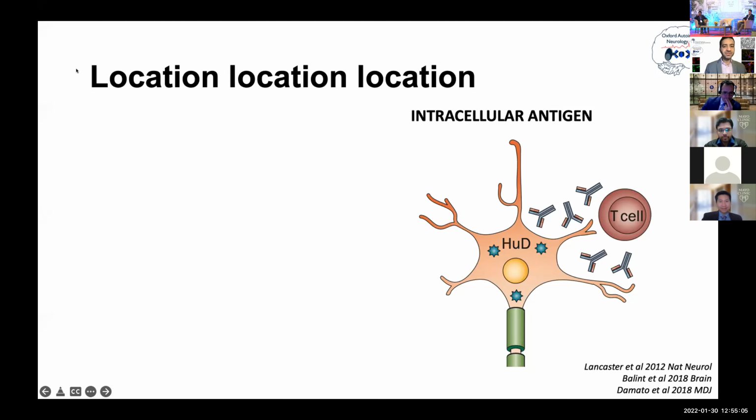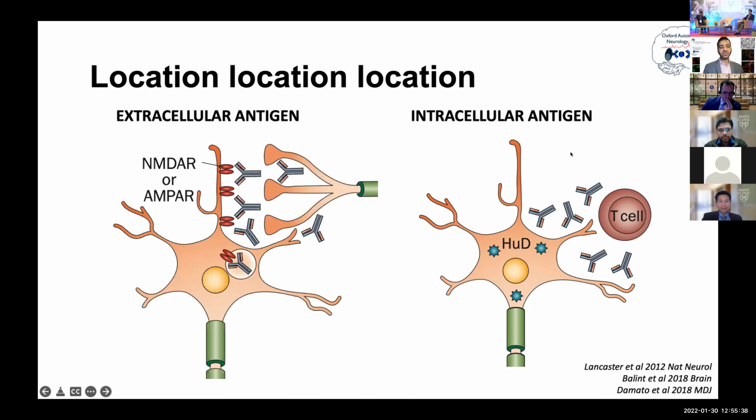So the first aspect I'm going to go back to is the concept of where the antigen lies. So in disorders where, for example, the antigen is intracellular, you can see a blue star here depicting Hu, the Hu-D antigen. The antibodies against that protein can't access the cell. They can't access their target. And so we think they are important biomarkers and bystanders of the immune activation, but we think this is a T-cell mediated disease.